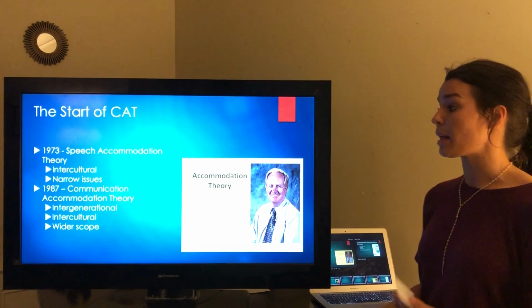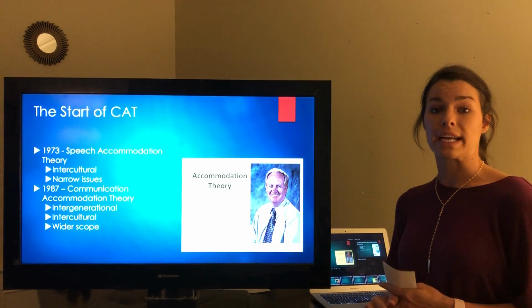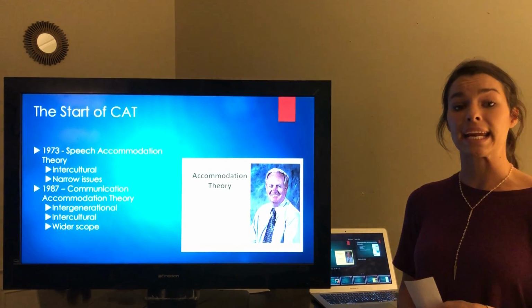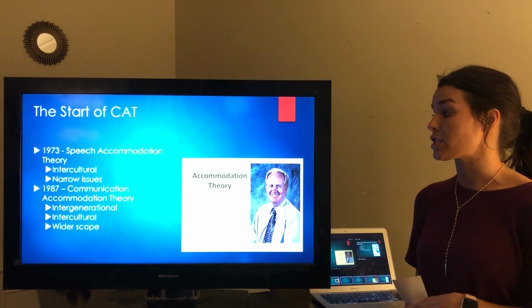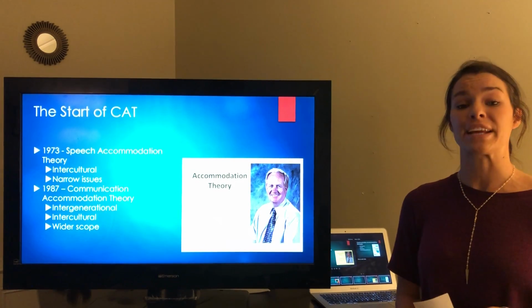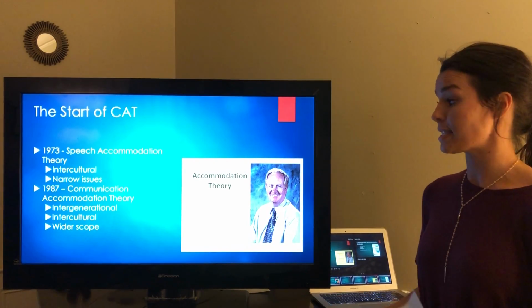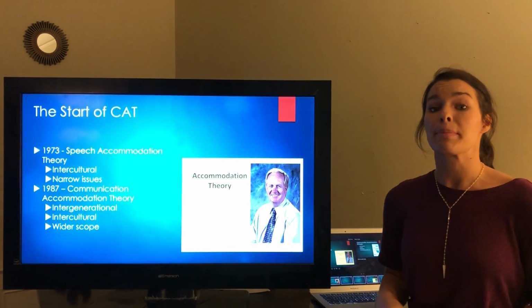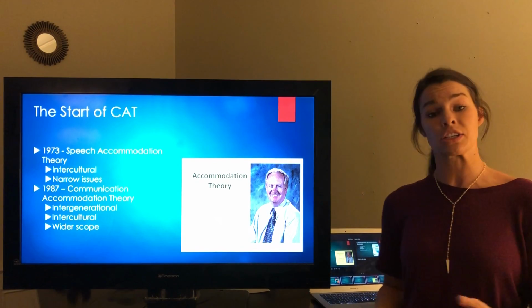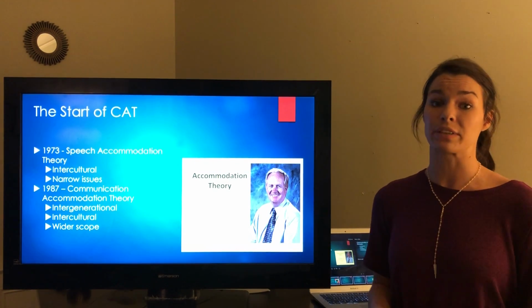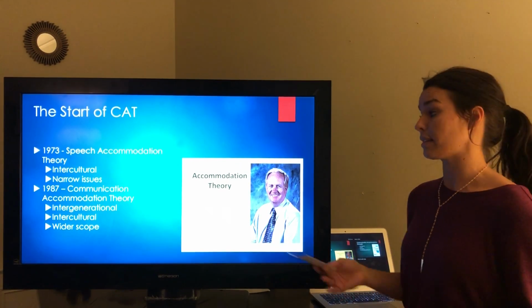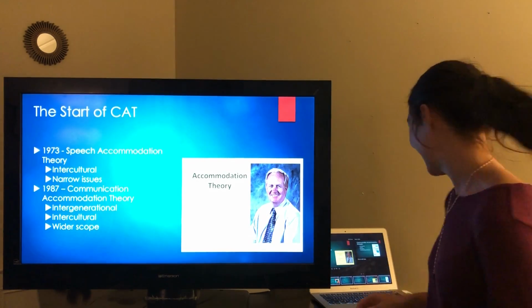The theory was developed a little bit more, there was more research done into it, and in 1987, Giles changed it to communication accommodation theory. This still has more to do with intercultural, but it adds the new twist of intergenerational as well, and it really broadens what can go under CAT.